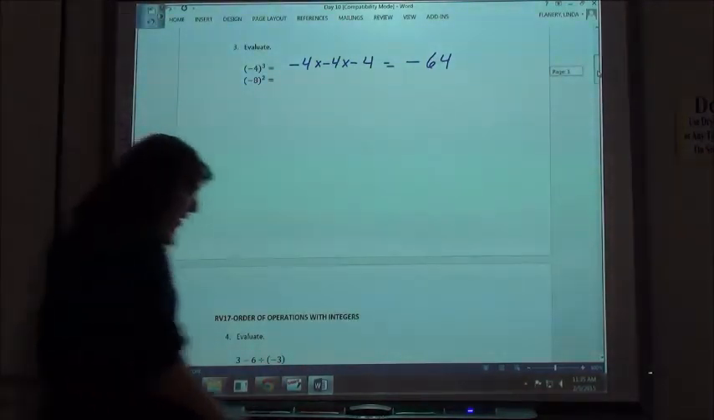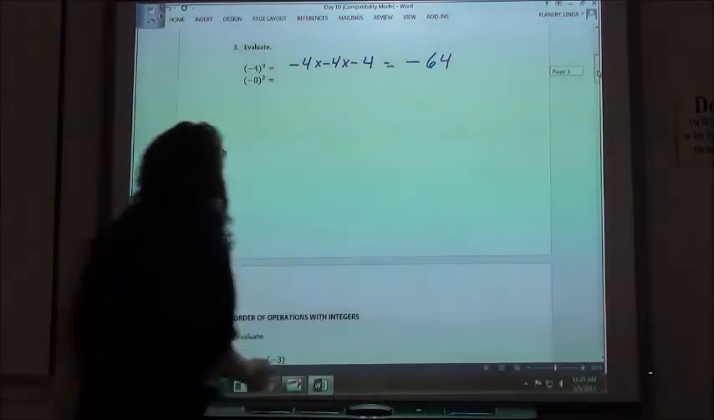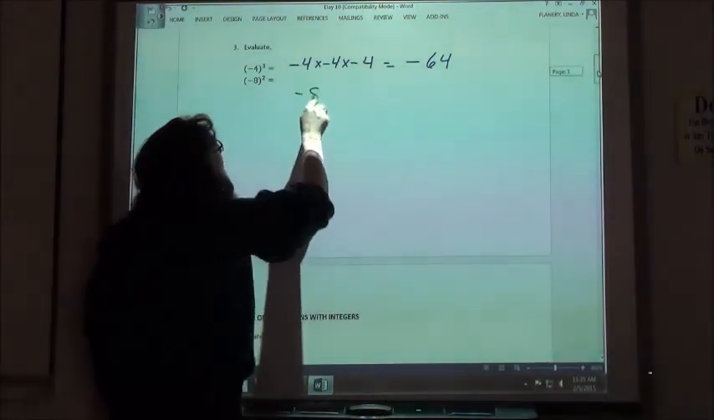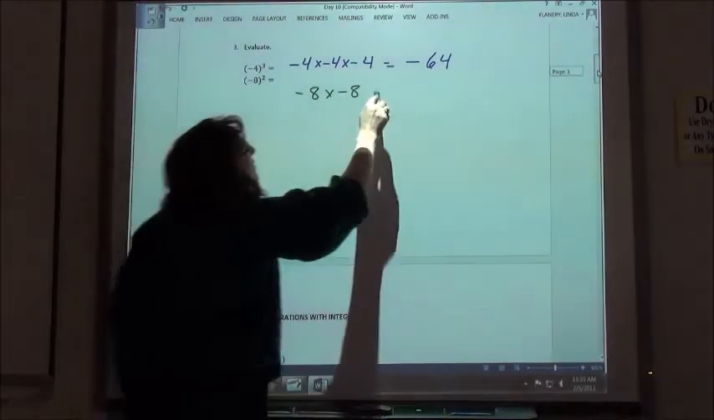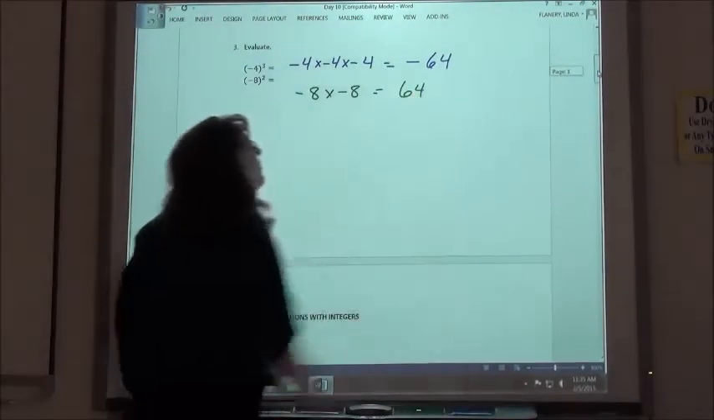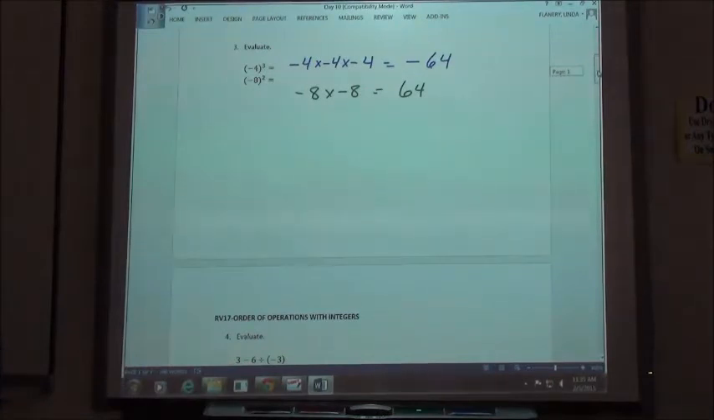On the second one there, I'm taking a negative 8 and squaring it. Negative 8 times a second negative 8. I've got a negative times a negative, so it ends up being positive, and 8 times 8 is 64.